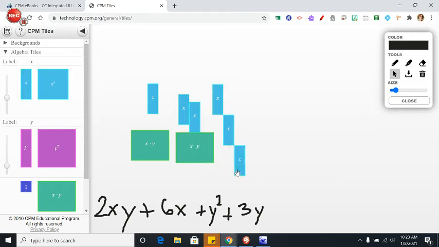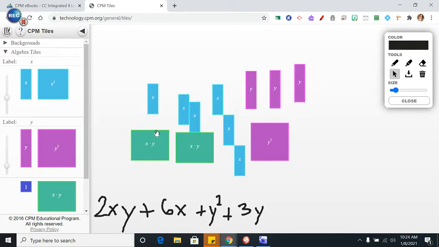There's my 6 X tiles. Here's my Y squared tile. And then here's my 3 Y tiles. Okay, so there's more than one way to do this.